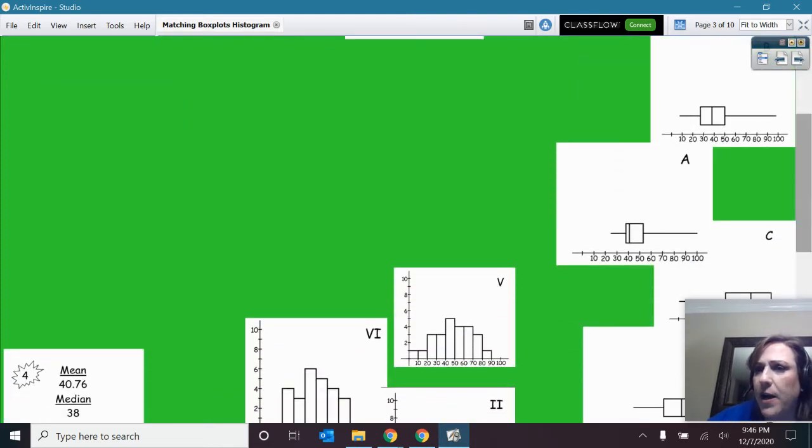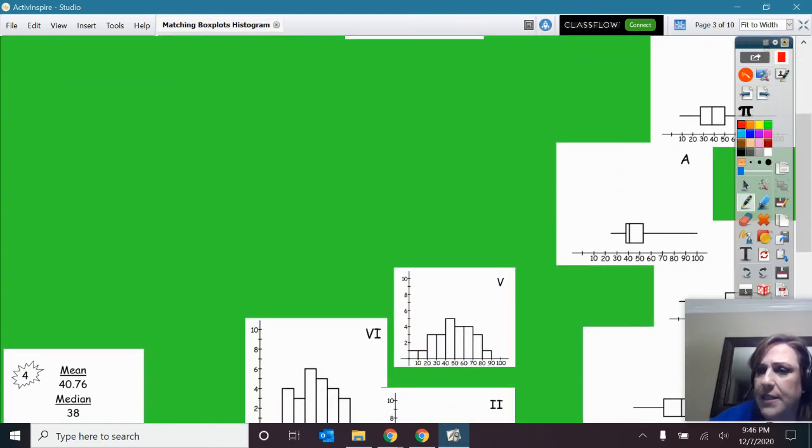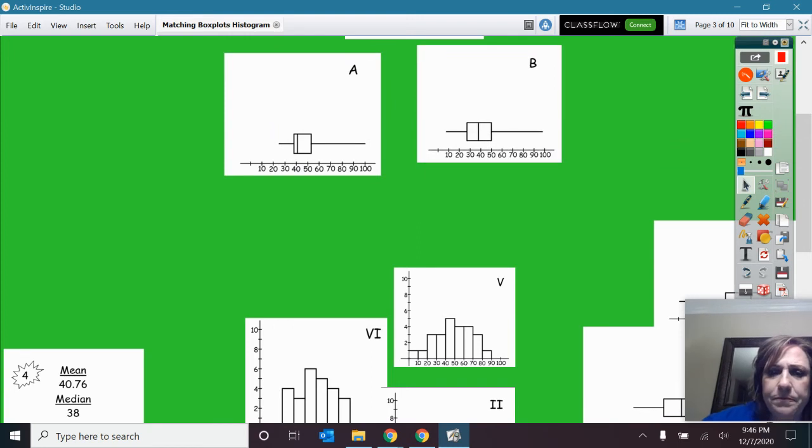And finally, take your box plots. Let's take a look at those real quick because sometimes people wonder how to classify these. Let's take a look at 2 of those. So let's see here.